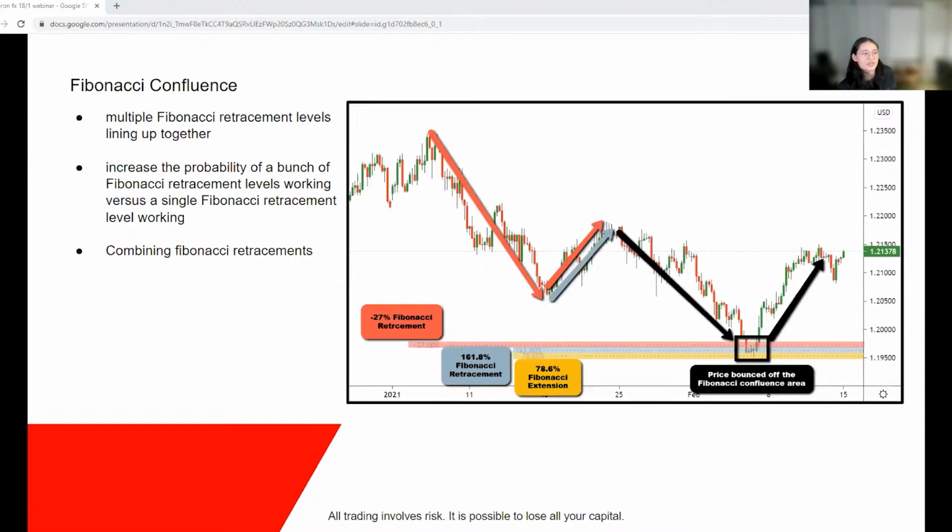Let's talk a bit about combining the Fibonacci retracements. The trick is to find multiple Fibonacci retracement levels that line up together so that you can increase the probability of a bunch of Fibonacci levels working instead of a single Fibonacci level working. This is the definition of Fibonacci confluence. We'll show you an example of what we mean and how this can play out in the next few slides.